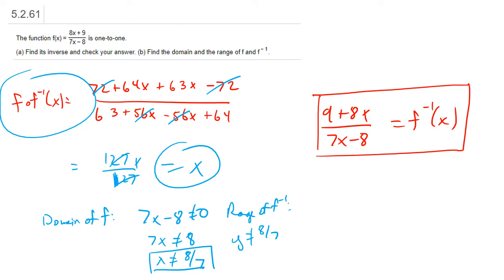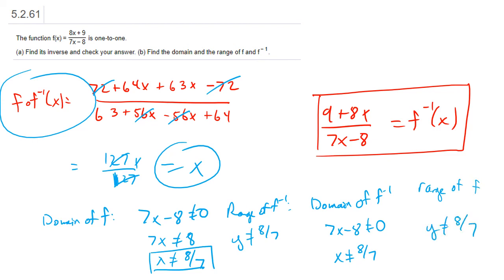Similarly, the domain of f inverse, well, f inverse is this rational function with denominator 7x minus 8. So we want to make sure that its denominator is not 0. But observe, that's actually exactly what we did to find the domain of f. So this is going to proceed exactly the same way. x can't be 8/7, which means the range of f is all y's other than 8/7.